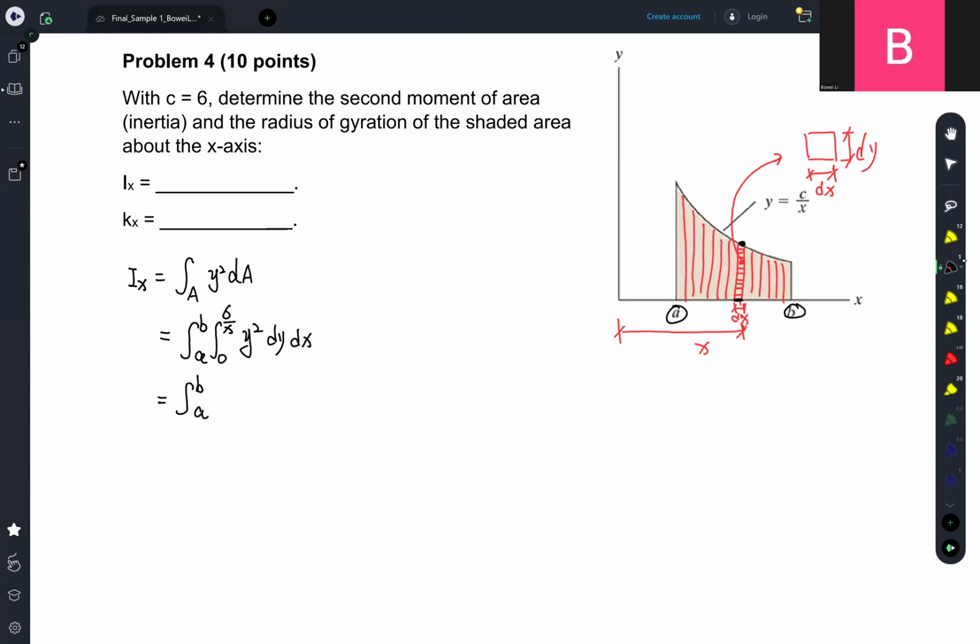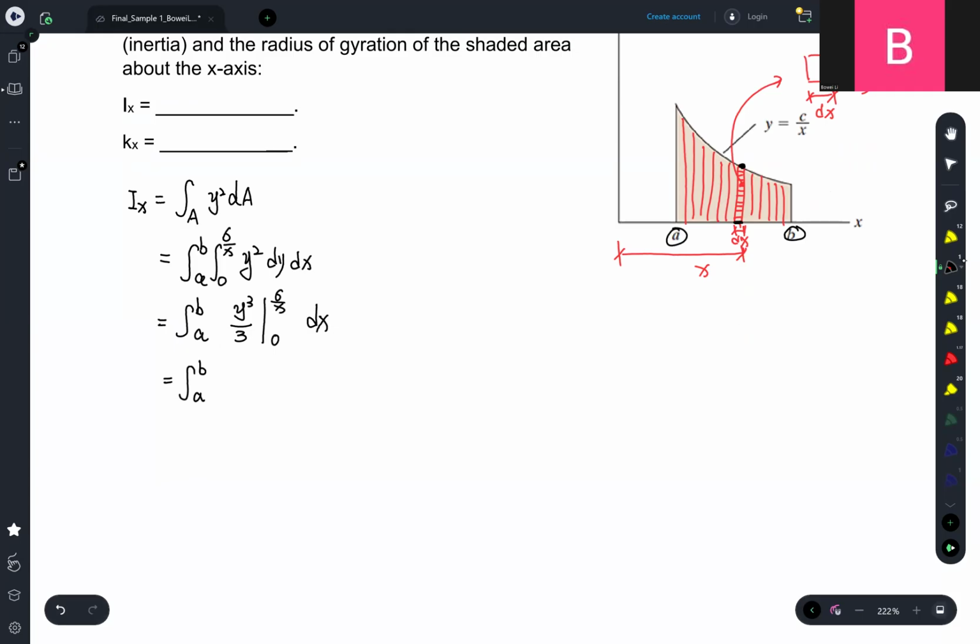So actually, it's going to be y squared. So it is y to the power 3 divided by 3, right? And then lower bound 0, upper bound 6 divided by x, and then dx. So it will equal integrating from a to b, and then it is actually 1 divided by 3, and then to the power of 3 here, right?